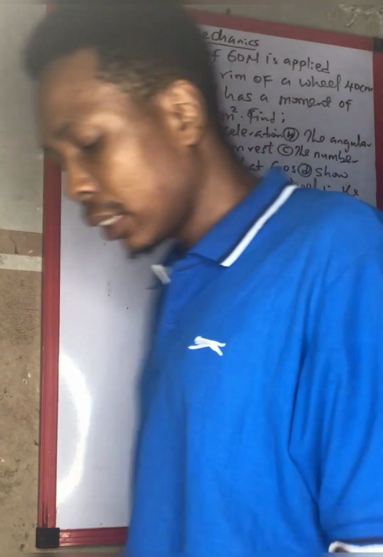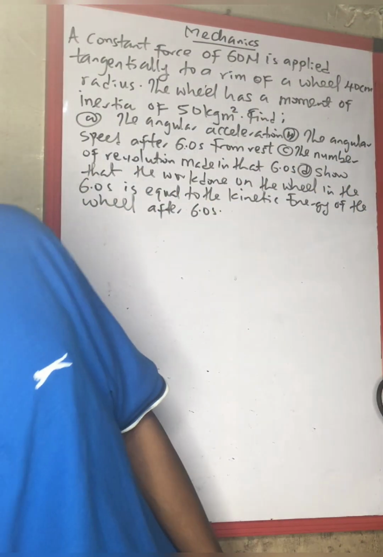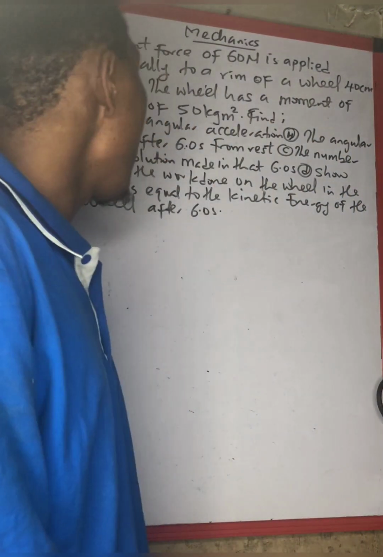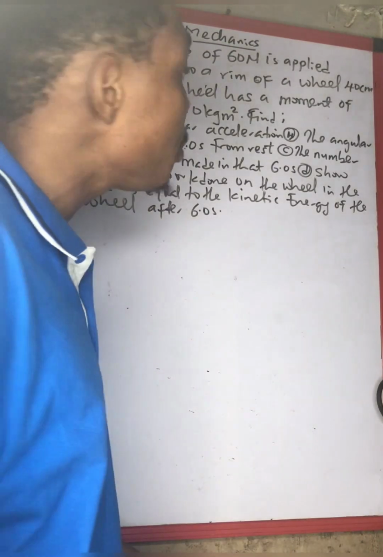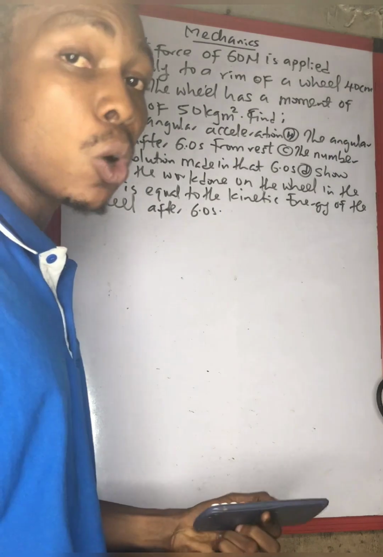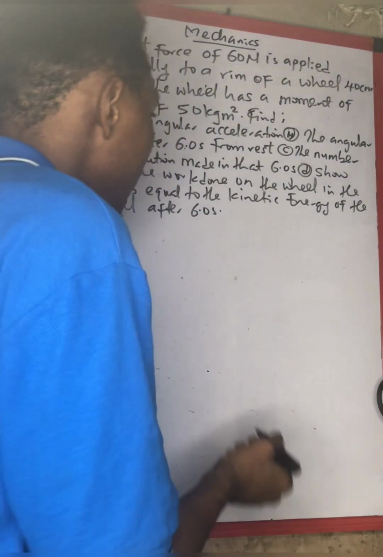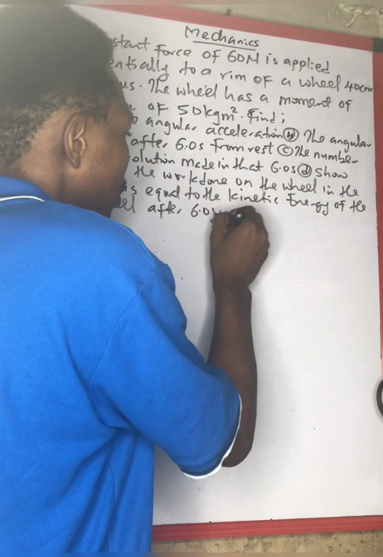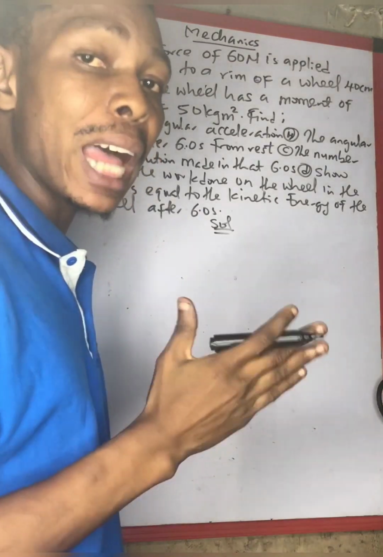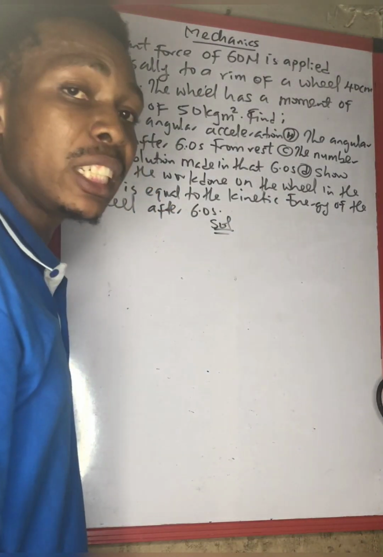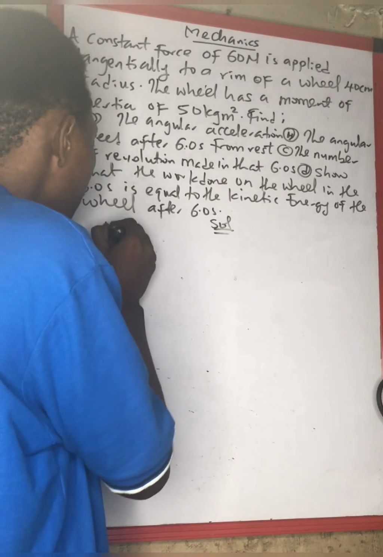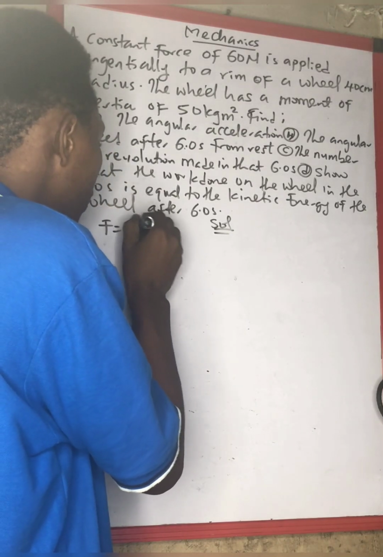All right. Now we have a question again, and from here we are told that a constant force of 60 newton, still under rotation of a rigid body. Now, solution. Don't forget, always bring out the parameters. We are told that a constant force of 60 newton, so our force is 60 newton.